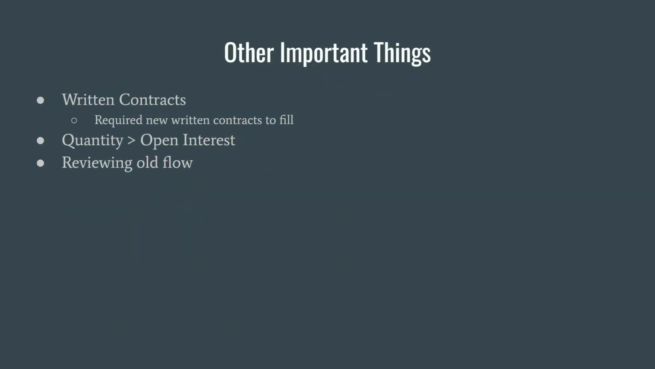So some other important things, like I mentioned in the past, written contracts, like you see that little written tag on WhaleStream. This shows that they required new written contracts to fill those orders, like I already previously mentioned. Quantity over open interest, again, like some of the examples I showed. And reviewing old flow. I mentioned a few times reviewing that old flow is important to see whether it is a new opening position or if it is closing an already existing position.